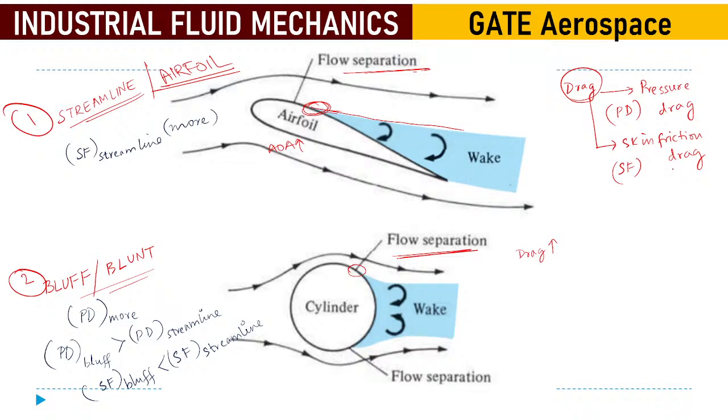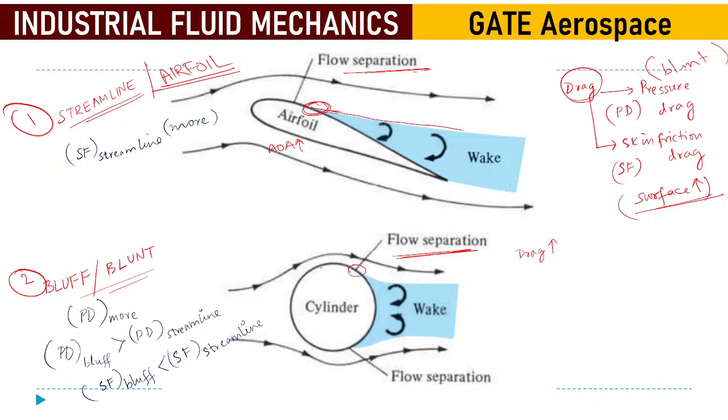If the surface area is high, of course the skin friction will be more. If the body is blunt, the pressure drag is going to be more. These are very easy concepts. Here I have written pressure drag in short form as PD, and skin friction as SF.